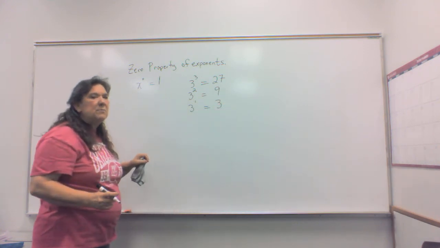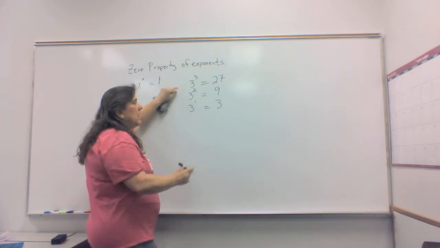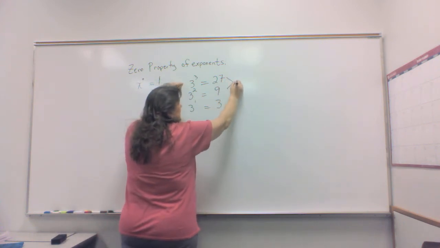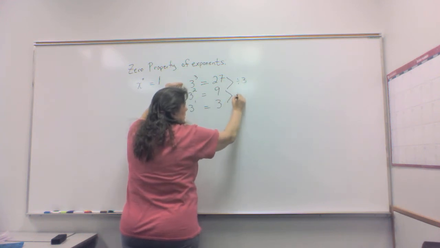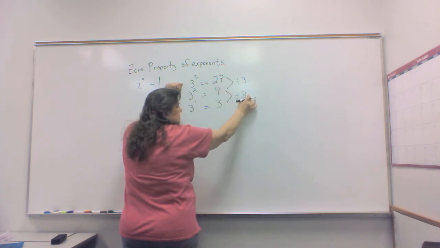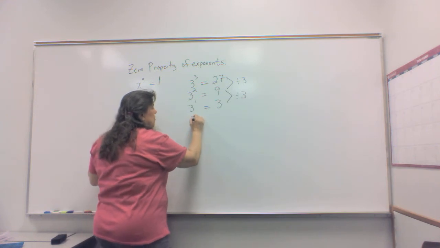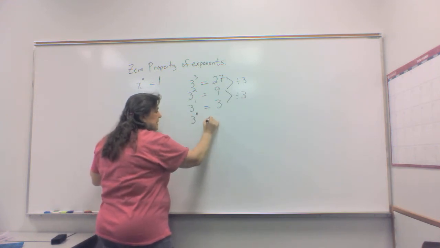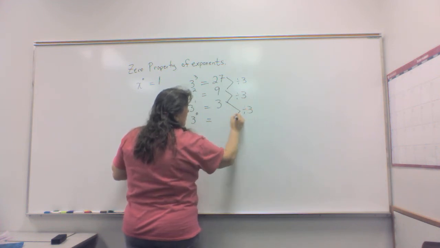Now look what is happening here. As my exponent decreases, my answer over here is always divided by the base. Okay, 27 divided by 3 is 9. 9 divided by 3 is 3. So now, as my power goes down one more, it's going to be 3 to the 0. Well, 3 divided by 3 is going to be 1.